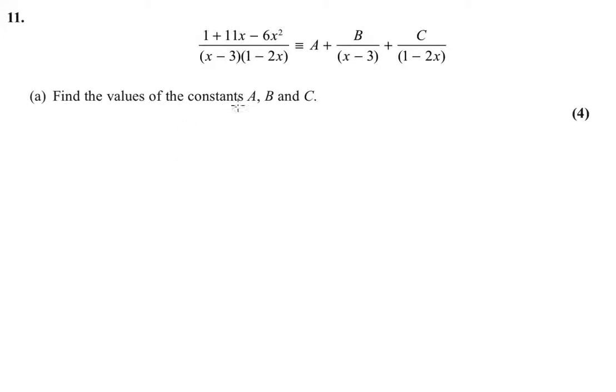Okay, question 11 starts off with the partial fractions split for 4 marks. Notice there's an A term here. That's because the powers on the top and the bottom of these fractions are of equal order. Got an x squared on the top, and this is a quadratic on the bottom as well. A couple of ways you can work through this question.